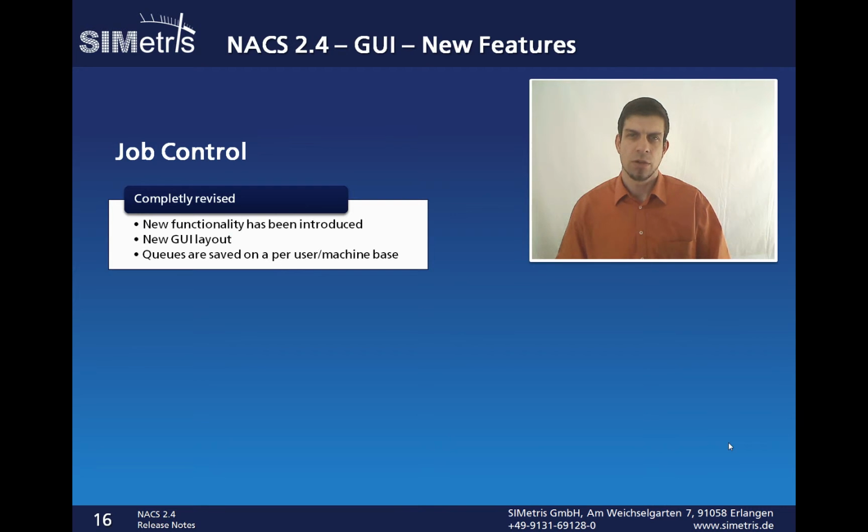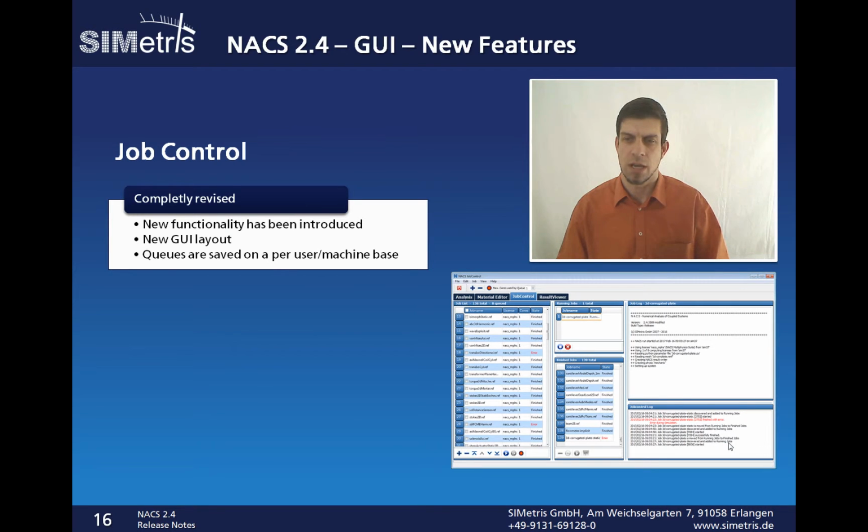The last thing I want to present is the job control. We already had a job control, of course. There were certain drawbacks in the previous implementation. For example, we weren't able to talk with our license server about whether it's possible to start a simulation or not. We had to track all of that on our own. Now we completely revised the job control, and this is how it looks currently.